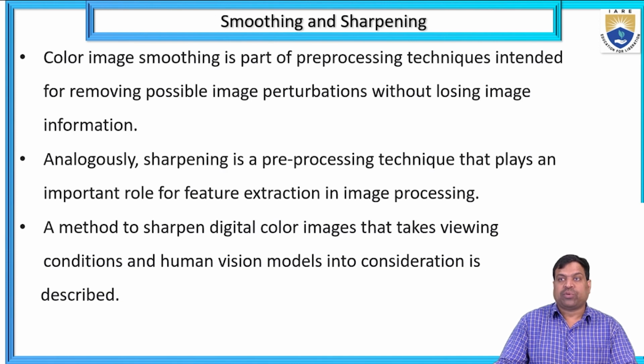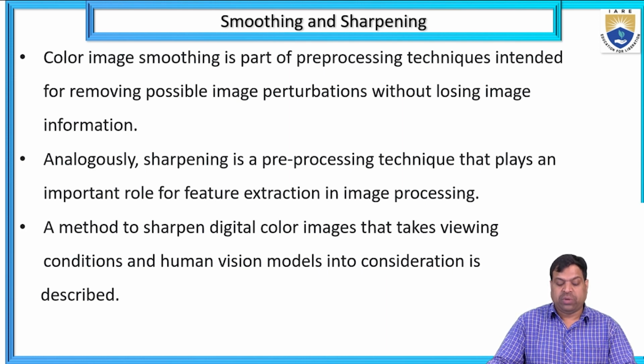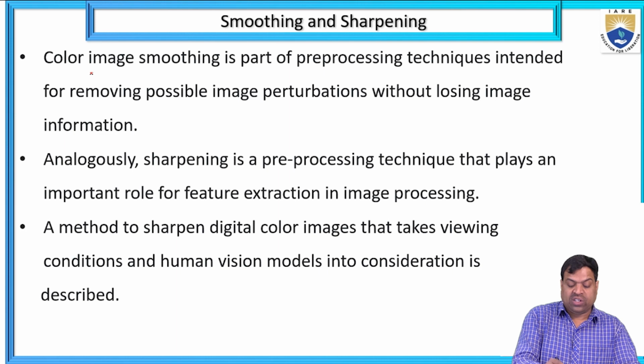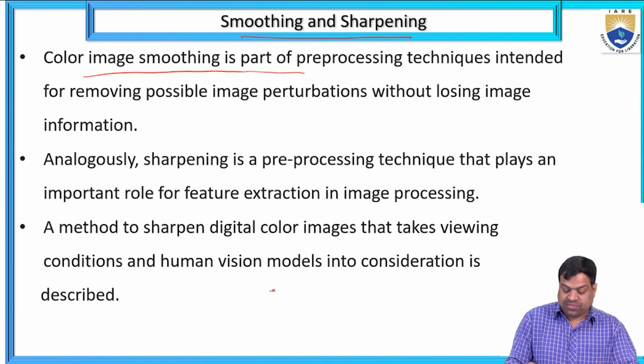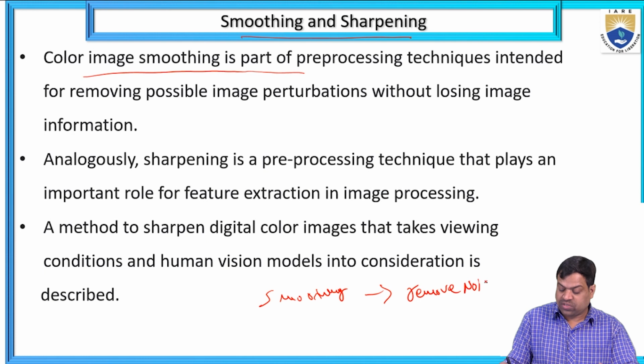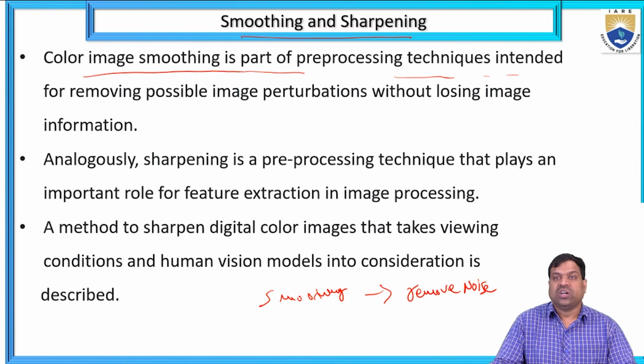Color image smoothing is a pre-processing technique intended for removing possible image perturbations without losing image information. And color sharpening is a pre-processing technique that plays an important role in feature extraction in image processing. It is a method of sharpening a digital color image that takes viewing conditions and the human visual model into consideration. Smoothing and sharpening are the two operations. Smoothing is for removing noise.